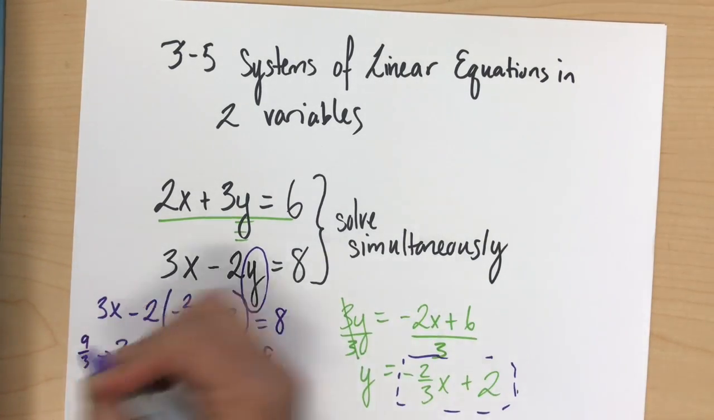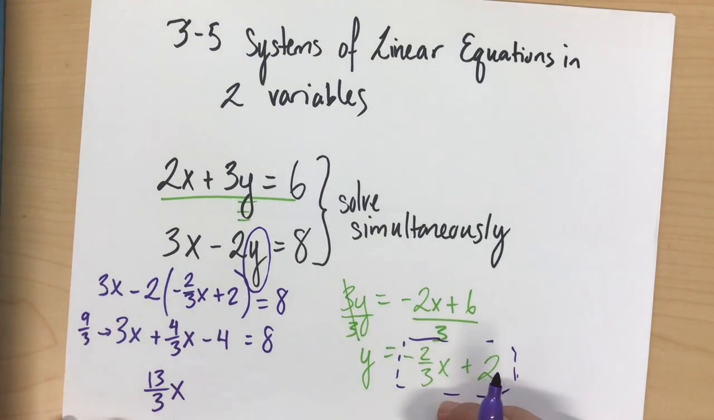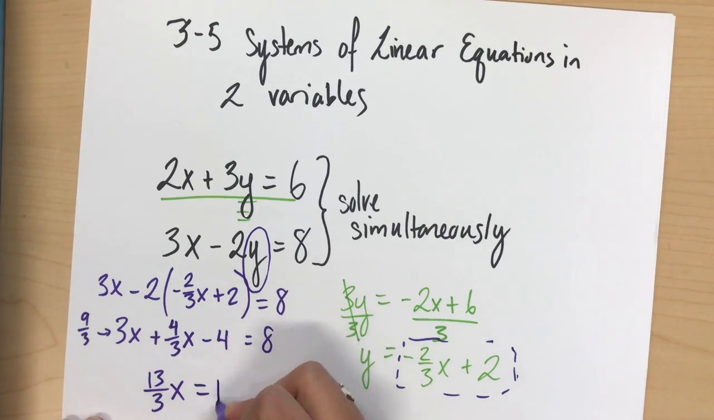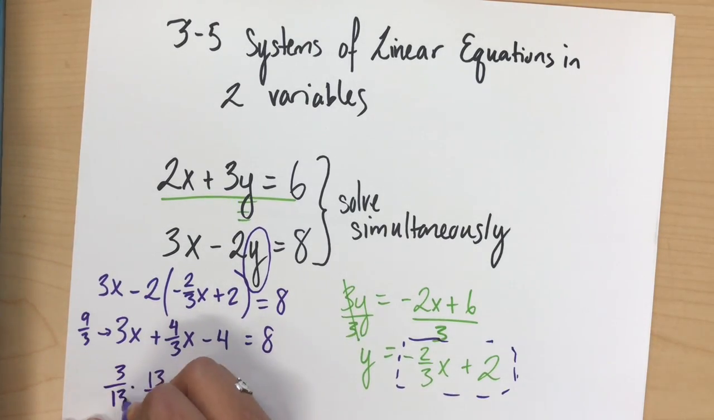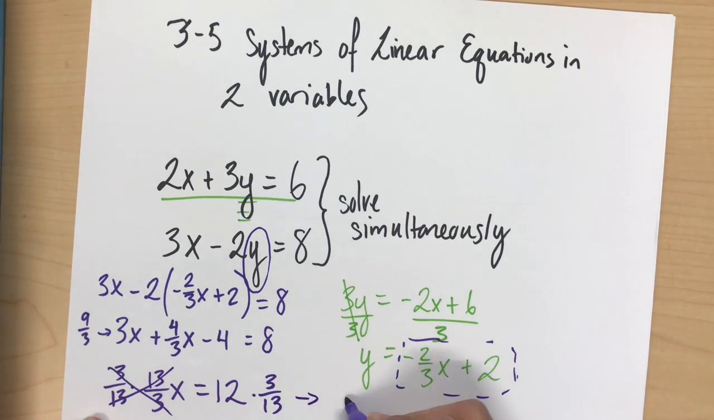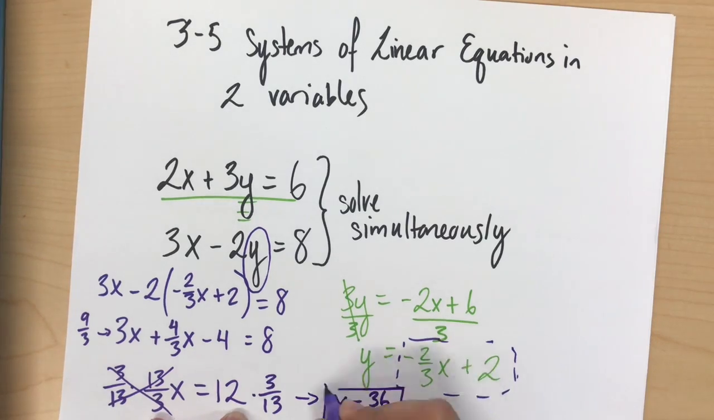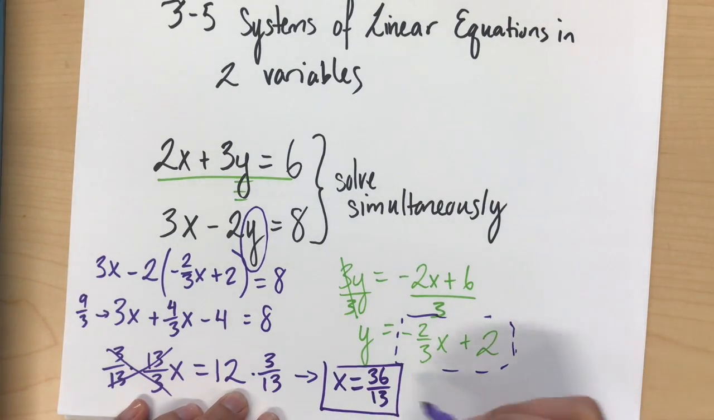I'm going to combine the 4/3 and the 3x, so 3 is 9/3, so then that becomes 13/3 x when I add 9 and 4. And that's going to be equal to 12 once I add 4 to both sides. Then I'm going to multiply by the reciprocal to cancel that 13 over 3. I end up getting x is equal to 36 over 13.